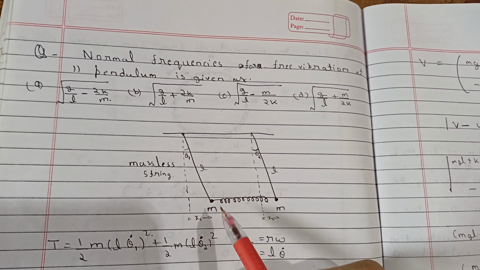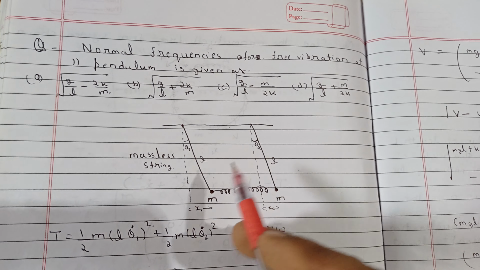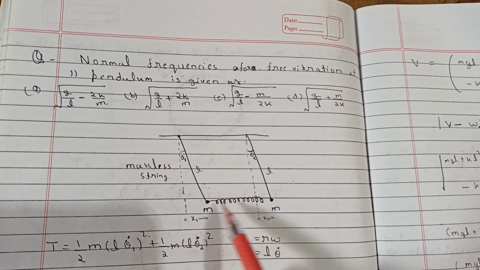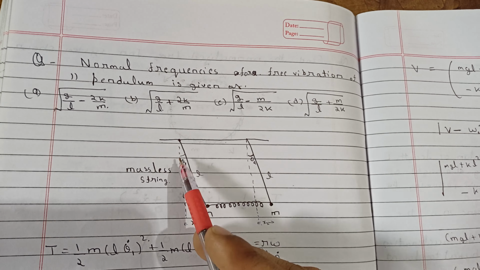So what we need to find first is the kinetic energy matrix and the potential energy matrix. So how can we define that? First, we know it is in one dimension. So there will be only one coordinate for this, one coordinate for this. So we have two generalized coordinates, theta 1 and theta 2, which can define all the coordinates.